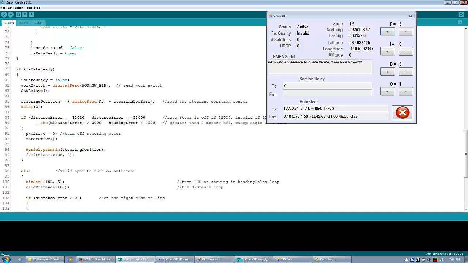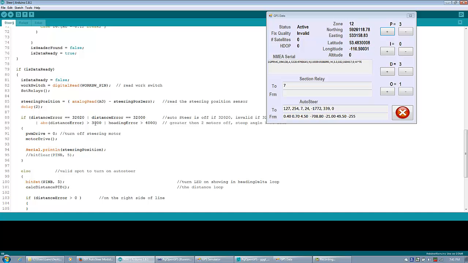If the distance error is 32020, or 32000, it means the auto steer is on but you're not beside a line, so there is no distance error. So that's two ways to determine that it is off, and that is an invalid number.